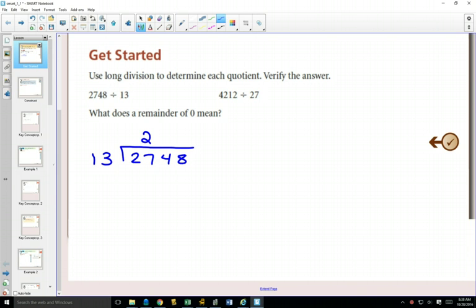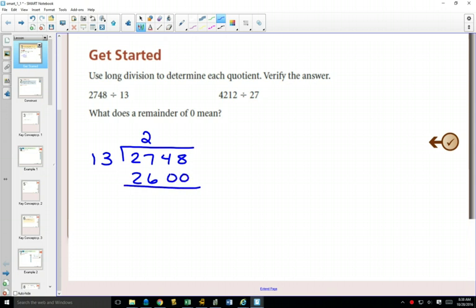And we say 2, but we really are talking about hundreds here. So we write our 2 in the same column that our hundreds are, because that 2 is going to represent 200 and something eventually. So when we think of it as 200, what is 2 times 13? Well, it's 26, and it's really 2,600.